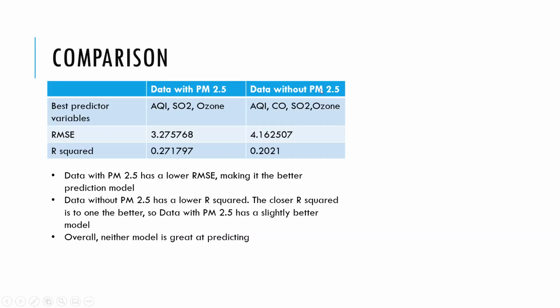So here's a table comparing the data with the 2.5 and the data without the 2.5. As you can see, this one has the carbon monoxide, and it has a higher root mean squared error and a lower R squared, which makes it a worse model, because you want your R squared to be as close to 1 as you can get it, and a lower mean squared error is better. But it's not that much better. It's not a crazy accurate model, which isn't surprising because the data wasn't very correlated.